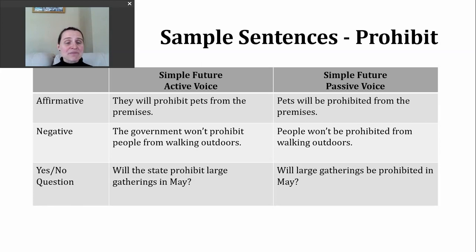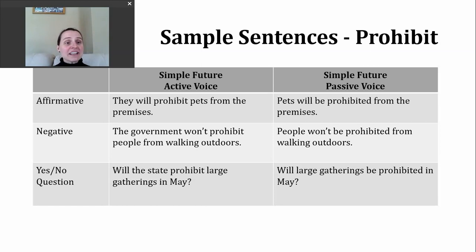To make the negative, all we need to do is add not after will. And in spoken English, native speakers tend to say won't. And that's in our sentence here. The government won't prohibit people from walking outdoors.